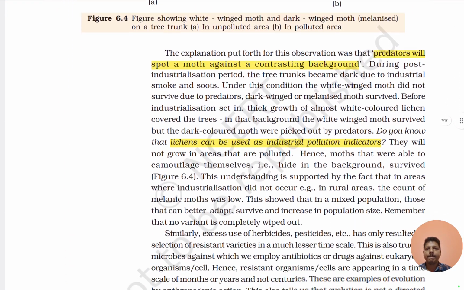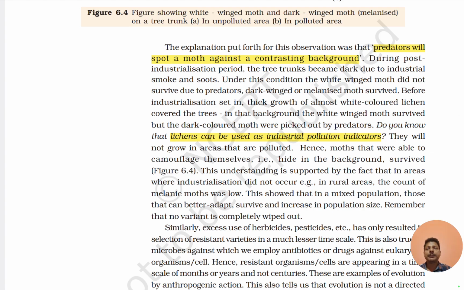Here, to explain this, predators will spot a moth against a contrasting background. During the post-industrial period, the tree trunk became dark due to industrial smoke and soot. Under this condition, the white-winged moth did not survive due to predators. Dark-winged or melanised moths survived.